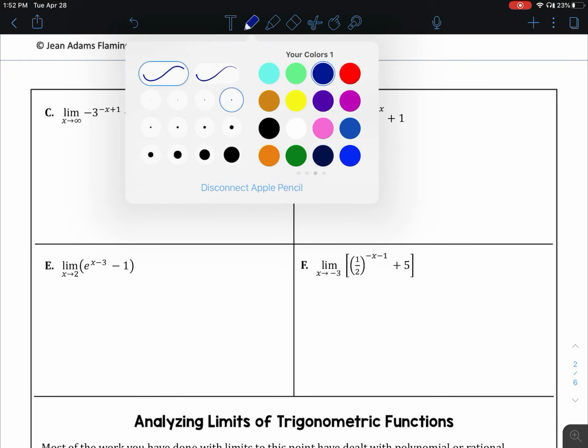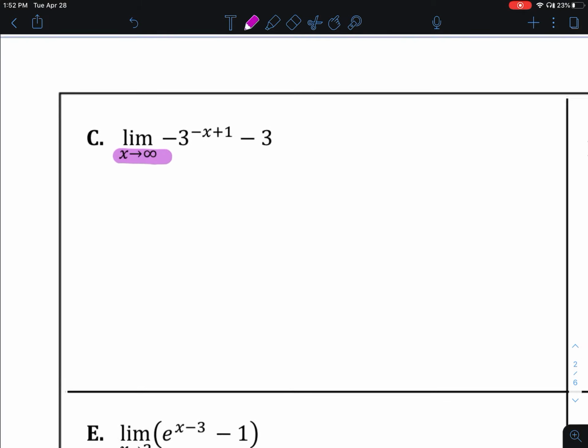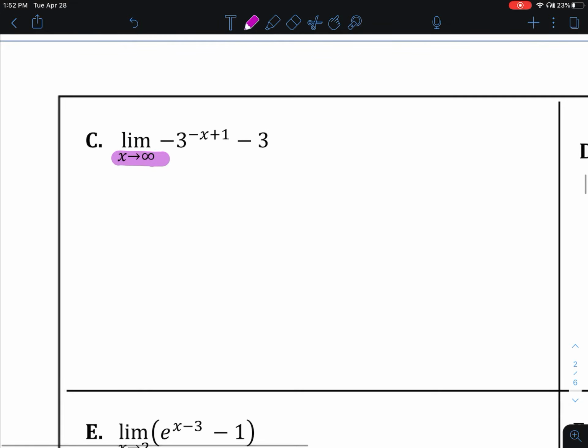And so, looking at C, the first thing I noticed is that we are being asked for end behavior. When we have an exponential function and we're asked about end behavior, we need to determine whether or not it's growth or decay and use our knowledge of how functions translate in order to answer this problem. Okay, so first thing I look at is that this 3 is bigger than 1. And so that means that our function starts out as growth.